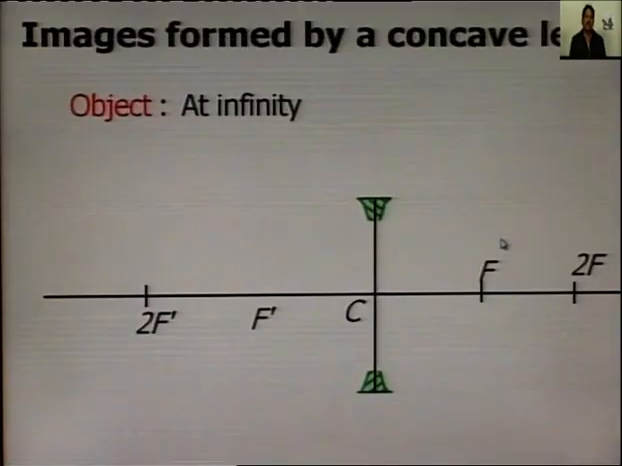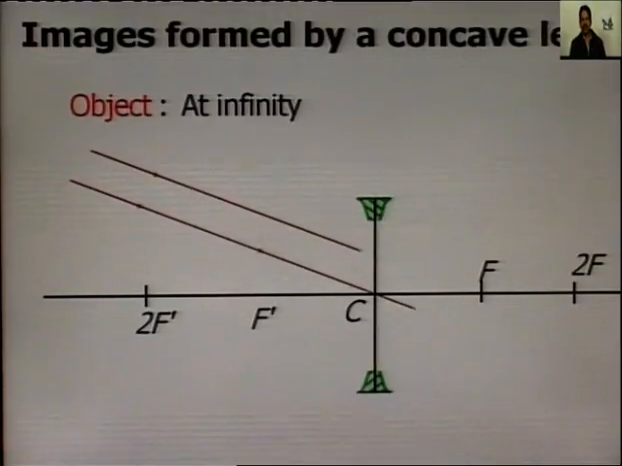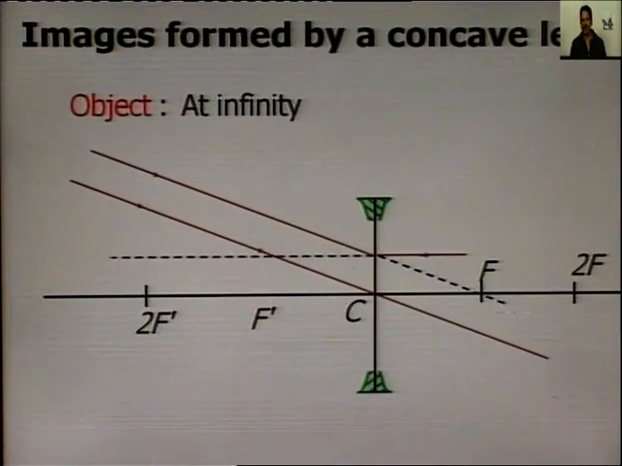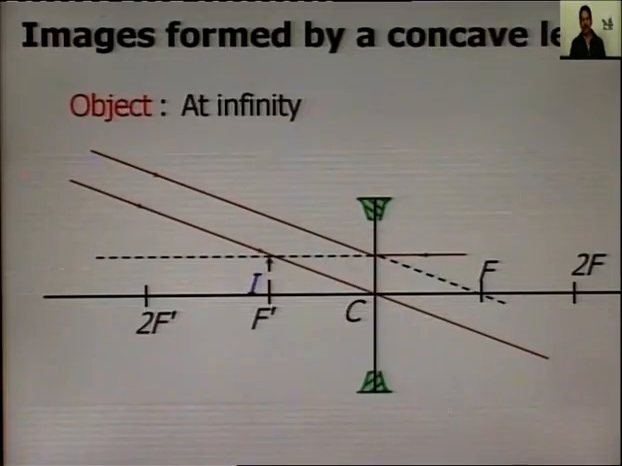Next, we will discuss images formed by a concave lens. First situation is when the object is at infinity. When the object is at infinity, the rays of light incident on the lens will be parallel. The ray of light directed towards the focal point of the lens will be rendered parallel to the principal axis. The ray of light passing through the optical center will pass undeflected, and these rays of light will appear to be coming from this point.